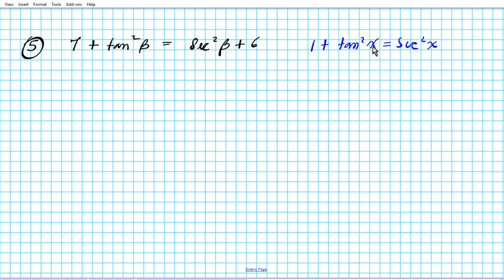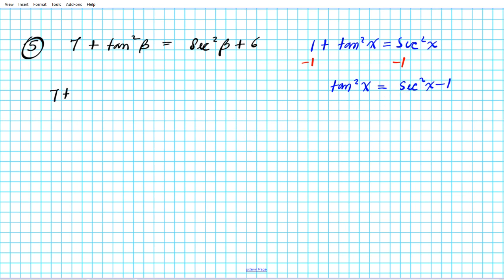So let me show you what I can do here. I want to change the left side. It doesn't matter what side you change, you will still achieve the same goal. I want to get tan squared x isolated. So to achieve that, I'll have to subtract 1 from both sides. So I'm going to have the identity tan squared x is equal to secant squared x minus 1. Okay? So we're going to make a substitution here.